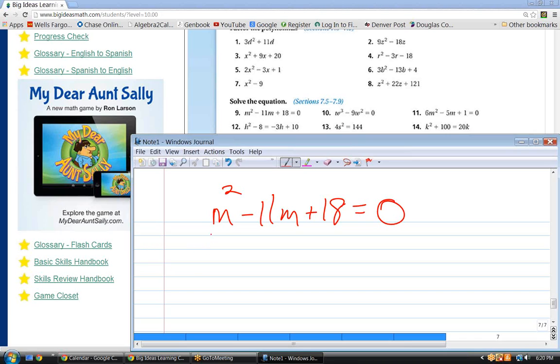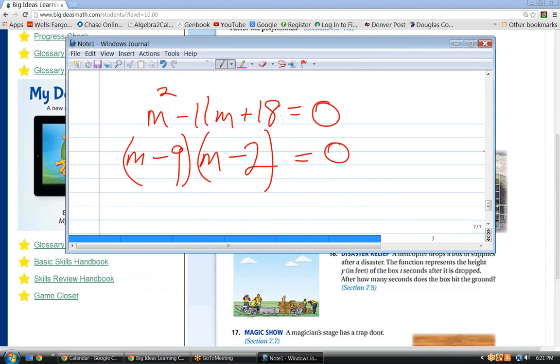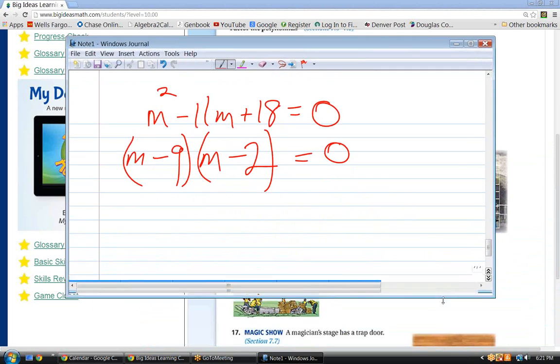Alright. So this is an equation, not an expression, but we solve it the same way by factoring that quadratic. So it's just M and M. And then minus and minus. And then 9 and 2. Perfect. So now what? And then you plus 9.